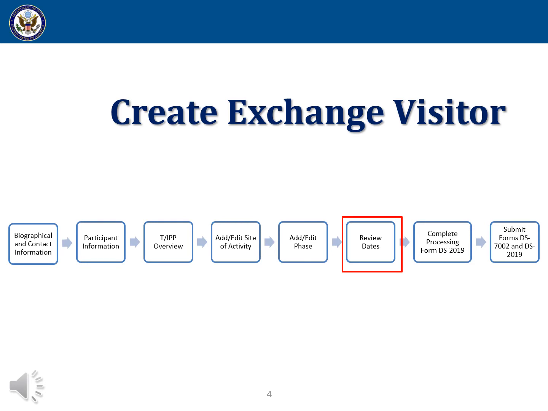After all sites and phases have been entered, we will review the entered phase dates. This completes the information required for the TIPP. We will then finish entering data for the form DS-2019 and submit both forms DS-2019 and DS-7002.